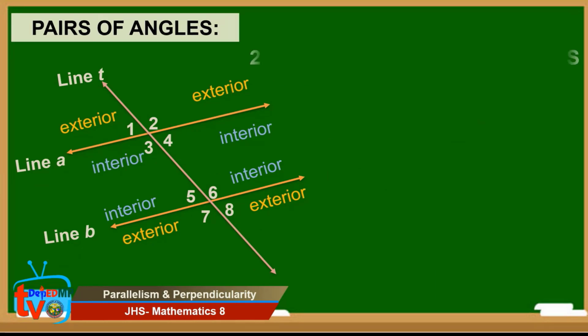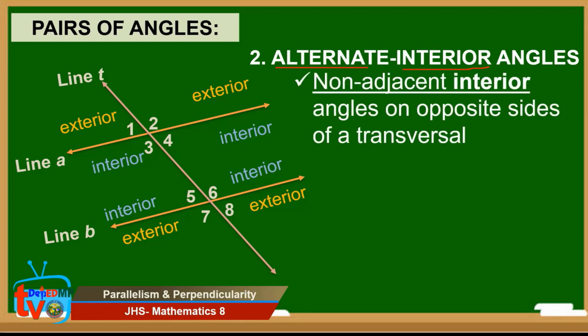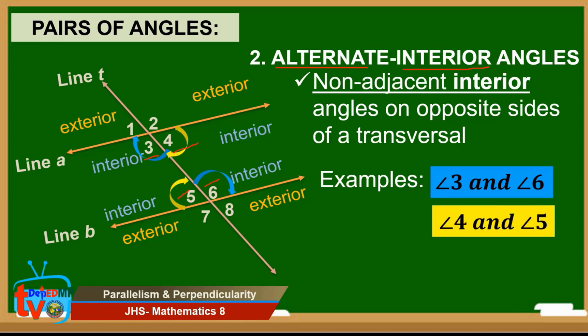Number 2. Alternate interior angles. From the word alternate and interior. This is a pair of non-adjacent interior angles on opposite sides of a transversal. Among the interior angles 3, 4, 5, and 6, the pair of alternate interior angles are angle 3 and 6. Another, angle 4 and 5.